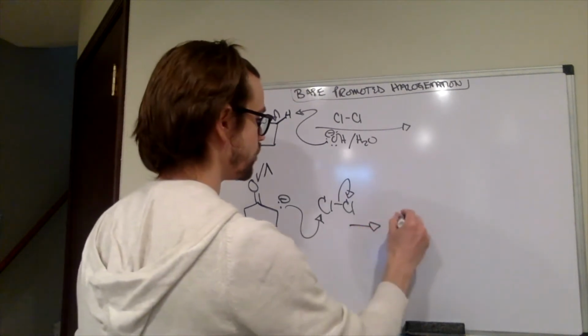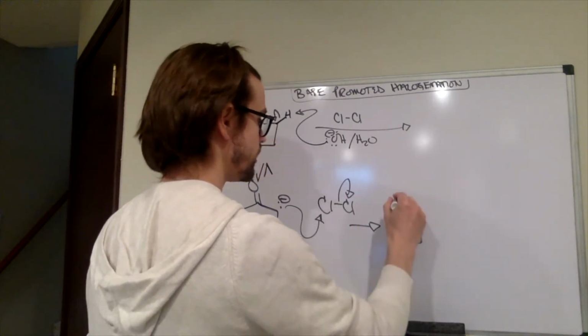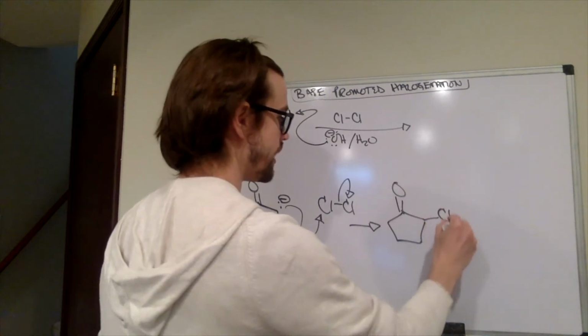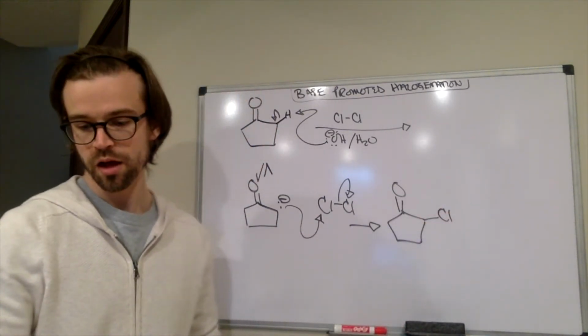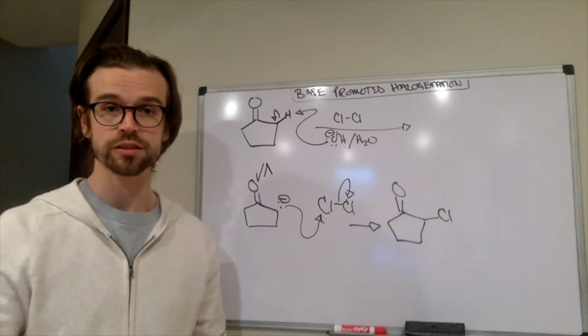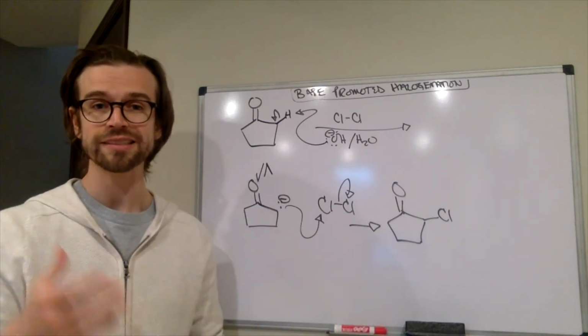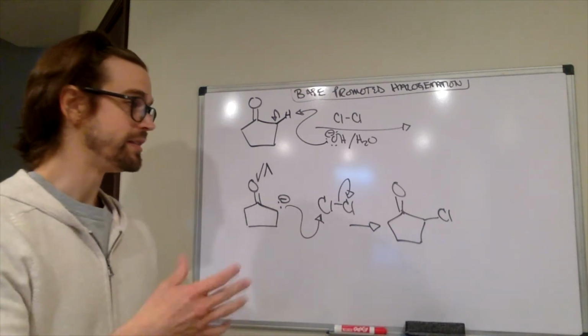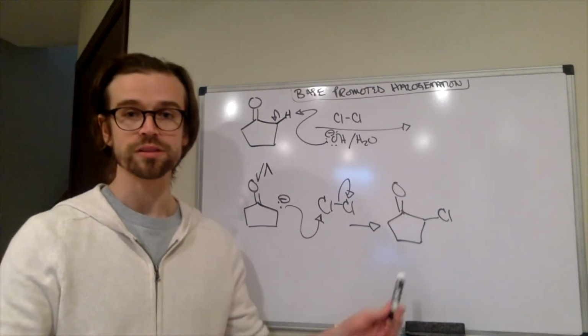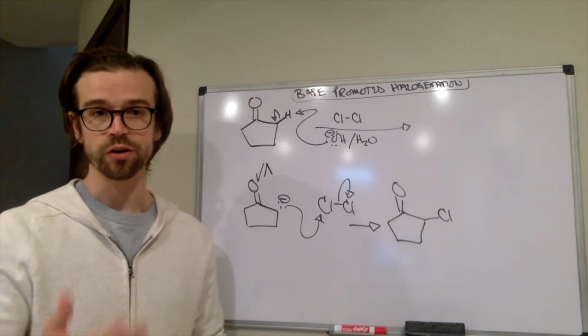Once it does that, it will halogenate and produce the alpha chloroketone. And now we have to ask ourselves a question, right? Just like we asked about the acid-mediated halogenation, is this going to go at a faster rate once it's already chlorinated, or is it going to go at a slower rate?